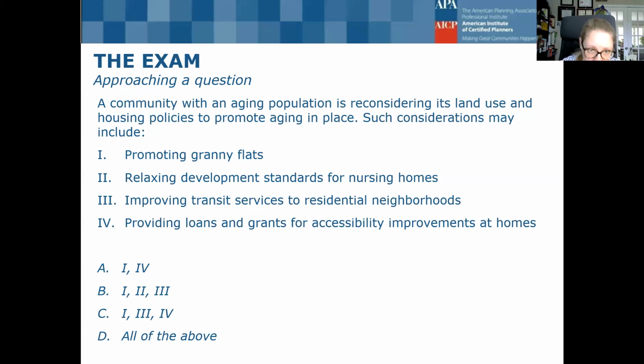All right, the second one. These are super simple examples so I can get my point across. Don't think that all these questions are that easy. Next question: a community with an aging population is reconsidering its land use and housing policies to promote aging in place. Such considerations may include promoting granny flats, relaxing development standards for nursing homes, improving transit services to residential neighborhoods, and providing loans and grants for accessibility improvements at home.